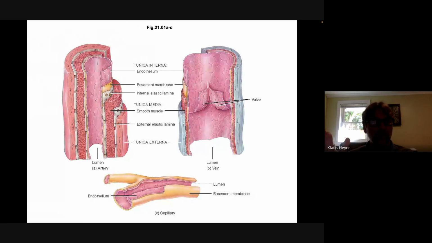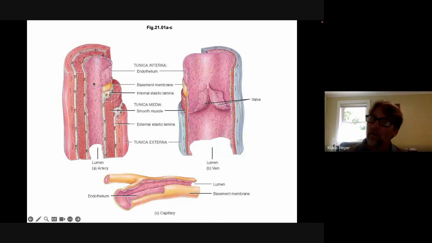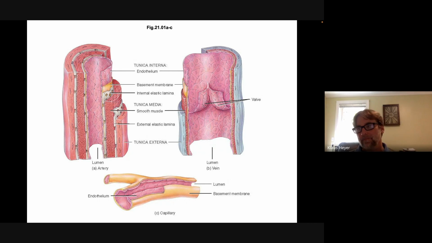Let's start with the inner coat. Here we're talking about the lining of the blood vessel. This is where all the red blood cells are. The lining of anything is going to be epithelium, epithelial cells, like what lines your stomach or the inside of your mouth. They also line your blood vessels. In the case of blood vessels, we call these epithelial cells endothelium. That's all it is, just epithelial cells.